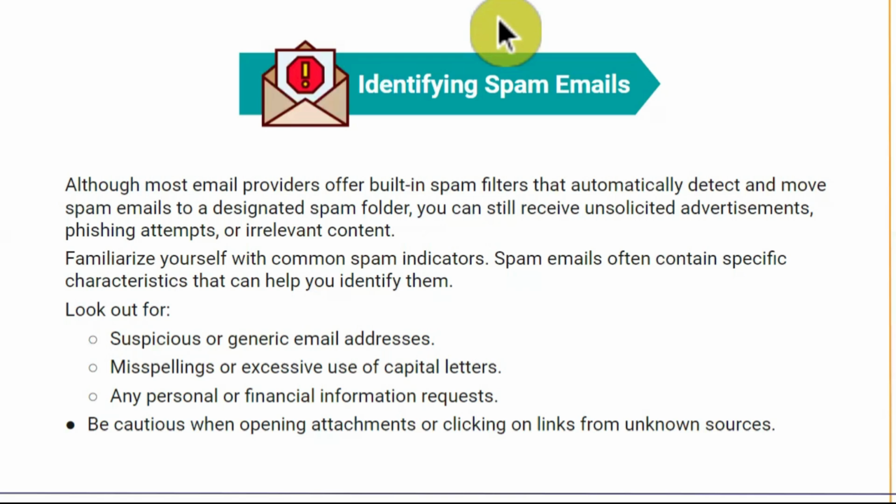Things to look out for are suspicious or generic email addresses. Right, for example, if your bank is contacting you, if it's Bank of America, it will say Bank of America after the @. But if it's before the @, that is fishy. Misspelling or excessive use of capital letters is another sign you need to pay attention to. And of course, any personal or financial information request. And be cautious when opening attachments or clicking on links from unknown sources.